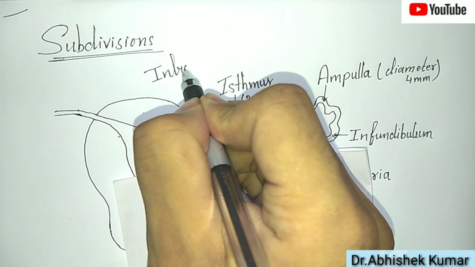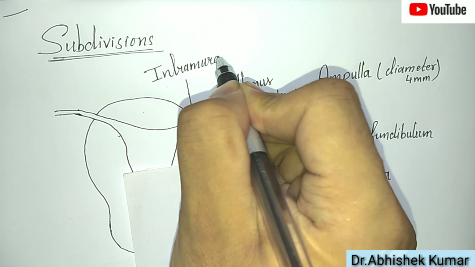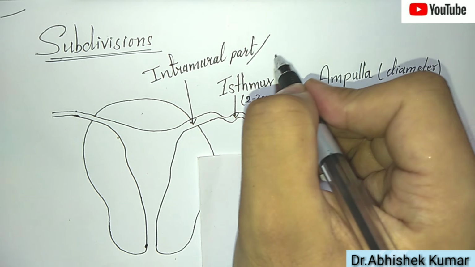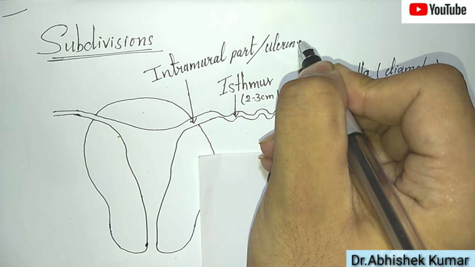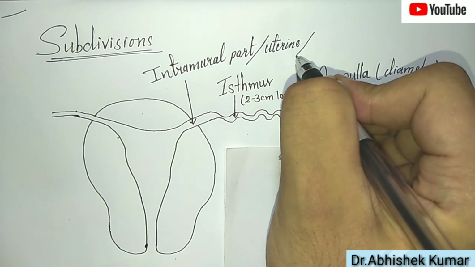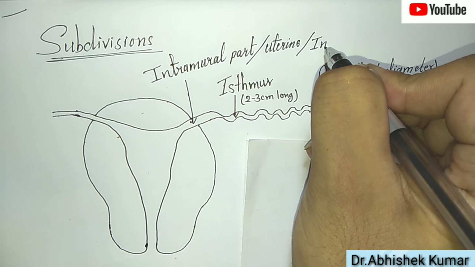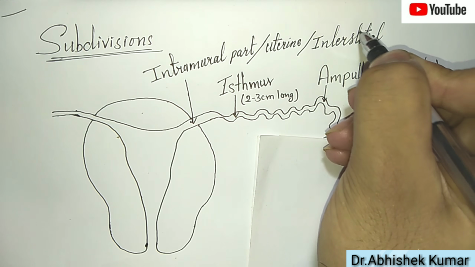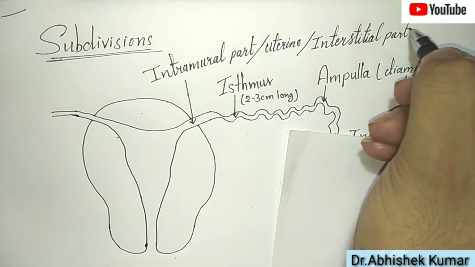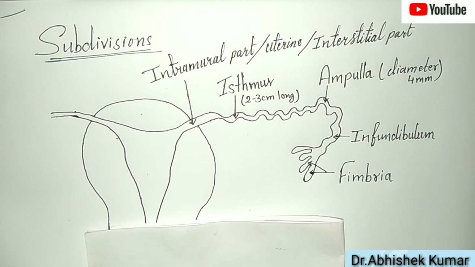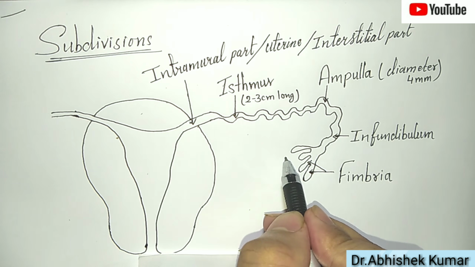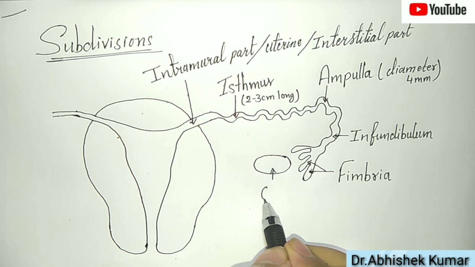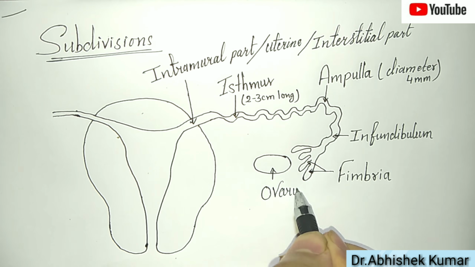Now come to the intramural part. It is also called the uterine or interstitial part of the tube, which is about 1 centimeter long and lies within the wall of the uterus. It opens at the superior angle of the uterine cavity by a narrow uterine ostium. This is about 1 mm in diameter.